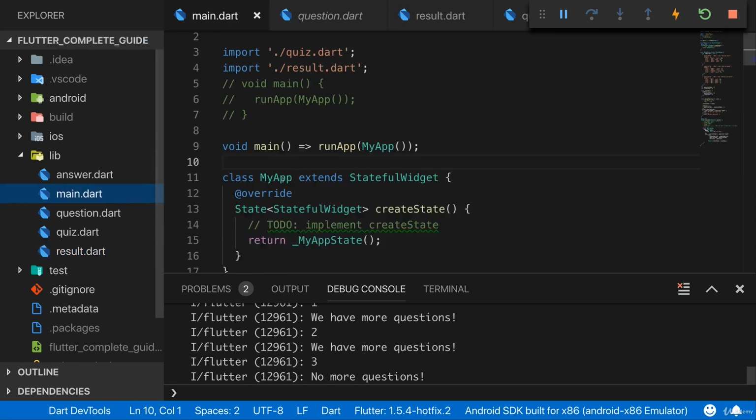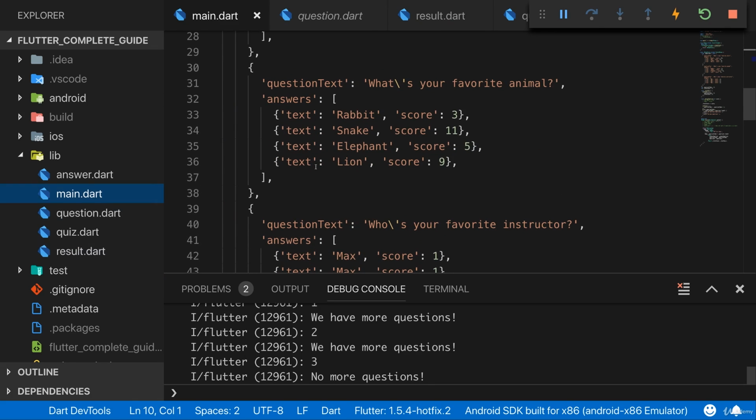You learned how to manage some data, how to pass it around as arguments to constructors, and you also learned a lot about Dart and some of its core fundamentals.